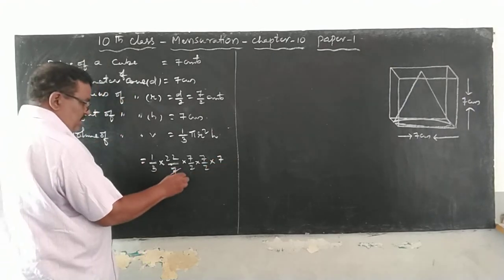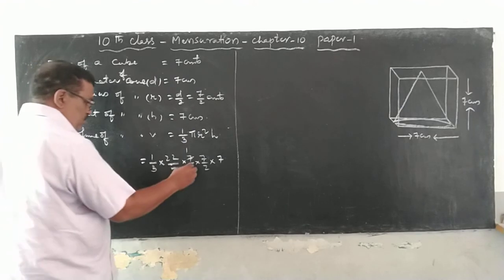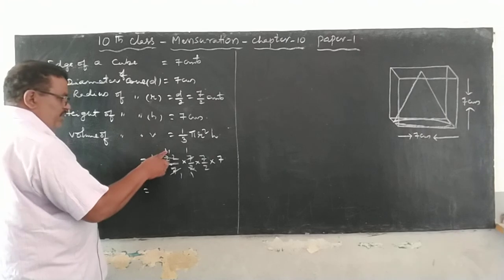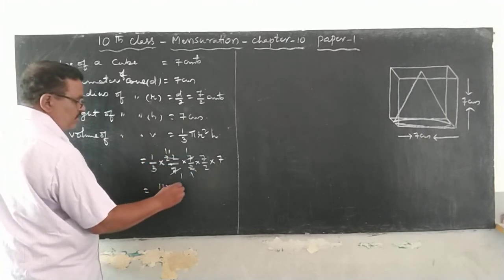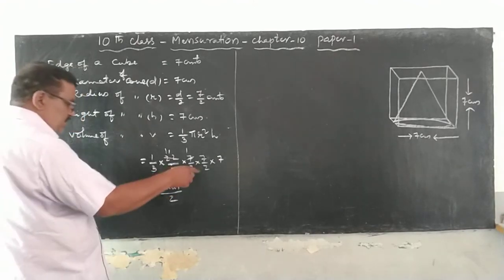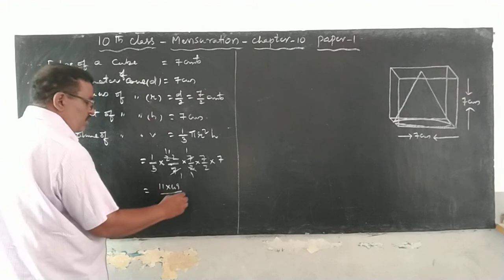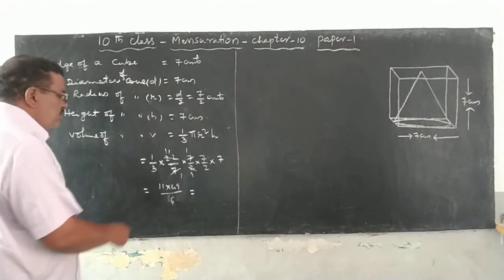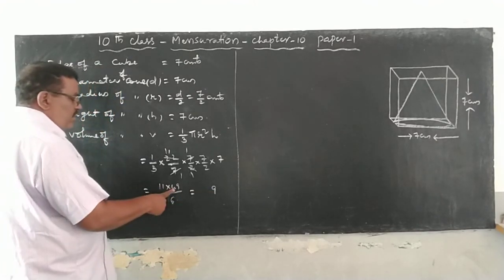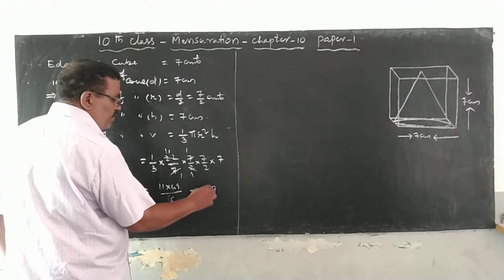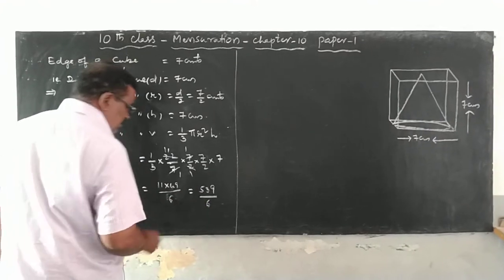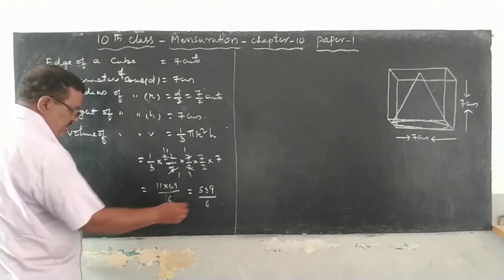Do cancellations, 7 ones cancel. 2 ones are 2, 11 into 49 by 2, sorry, 3 2s are 6. So now we do cancellations. 11 9s are 99, 11 4s are 44, 44 plus 9 is 53, so 539 by 6. Let us do the calculation once again.